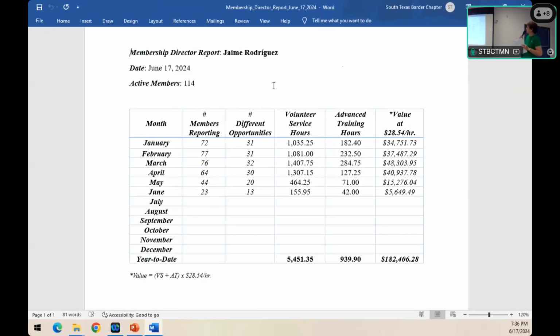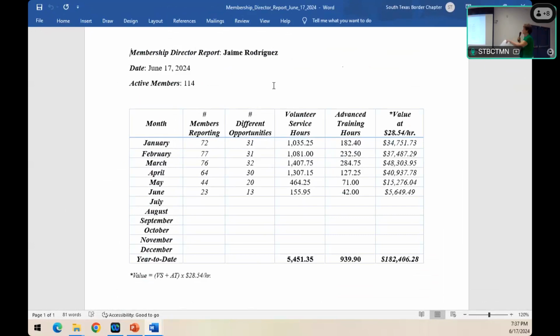Different opportunities looked like February was a good month. In March, we had 32 as our high, different opportunities. In June, we only had 13. Volunteer service hours, oh my goodness, that really took a dip. Probably March was our highest total with 1,400 hours. And then in June, we had 155, 156 hours. Oh, you're right, we haven't finished June yet. Okay, all right, I'll give you that. Get busy, get busy.